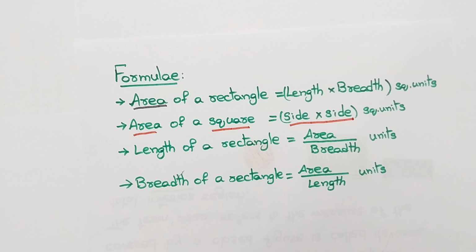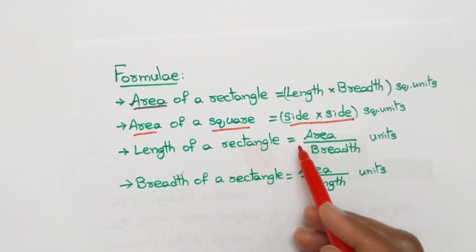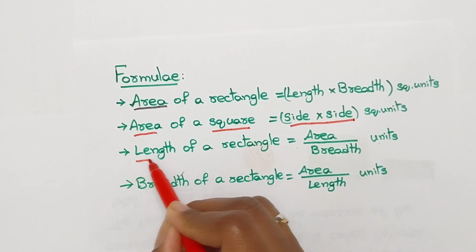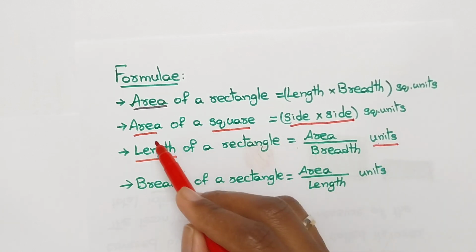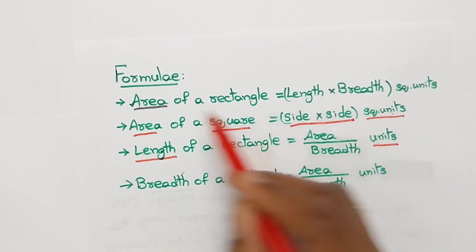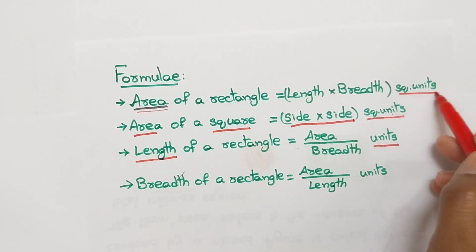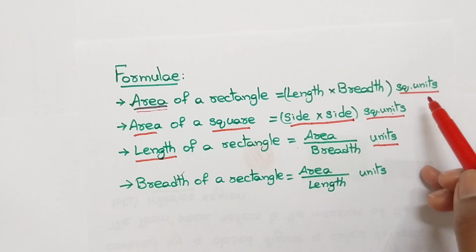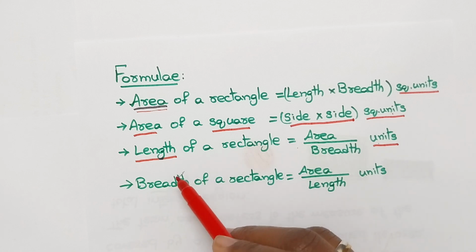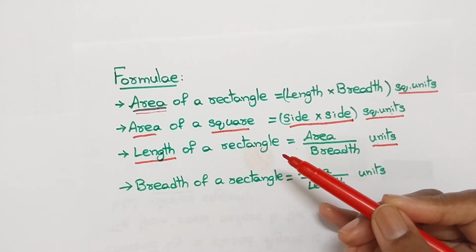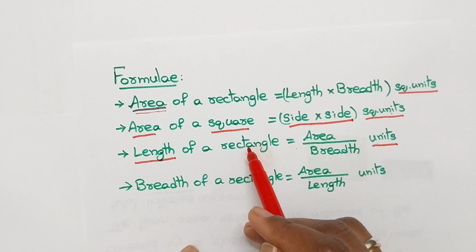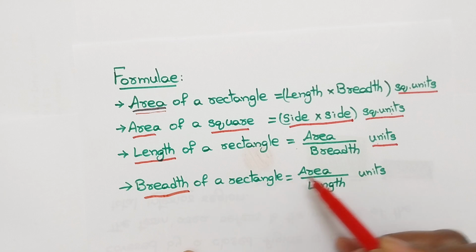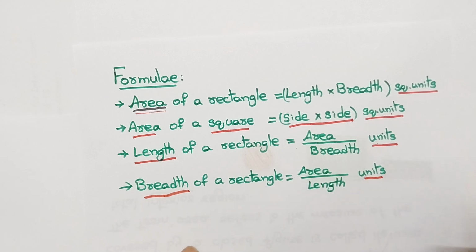Next, length of a rectangle equals area by breadth, in units. Here, for length, units; for area, square units. Whenever we calculate area, we need to give square units. For length, breadth, perimeter, just units. Breadth of a rectangle equals area by length, units.